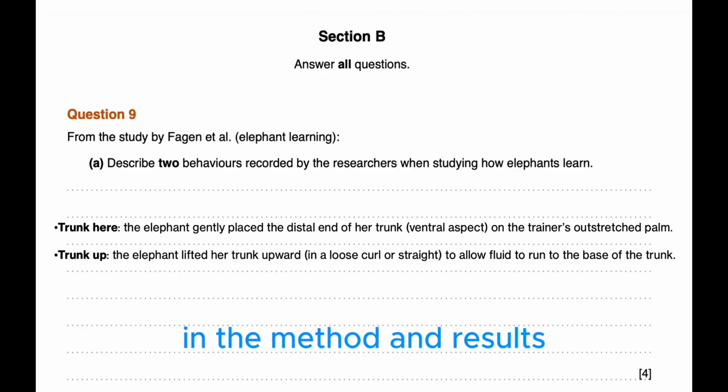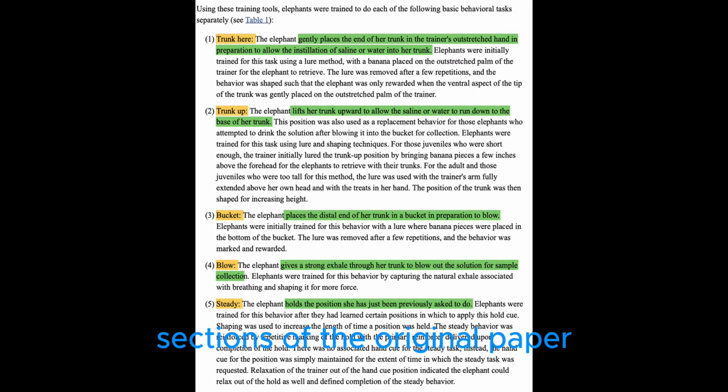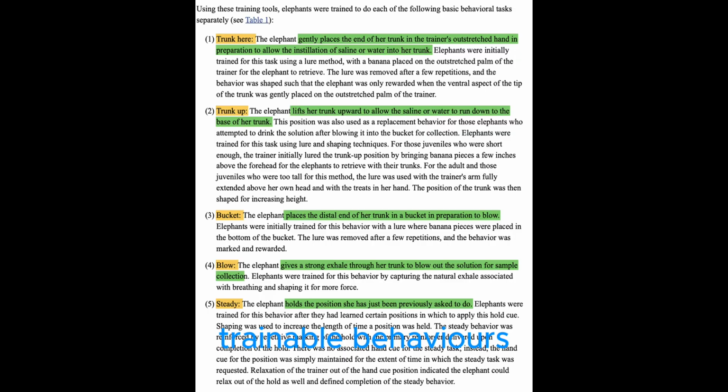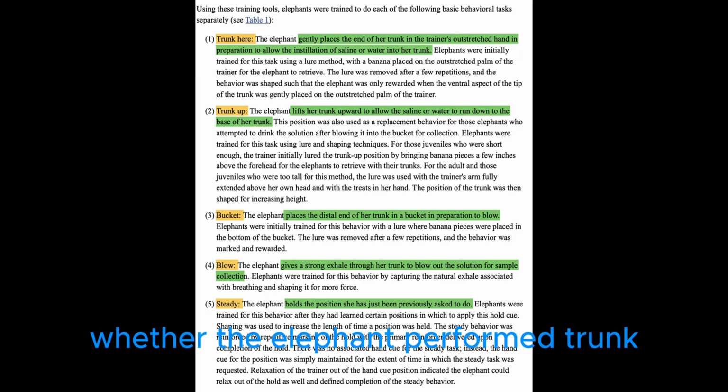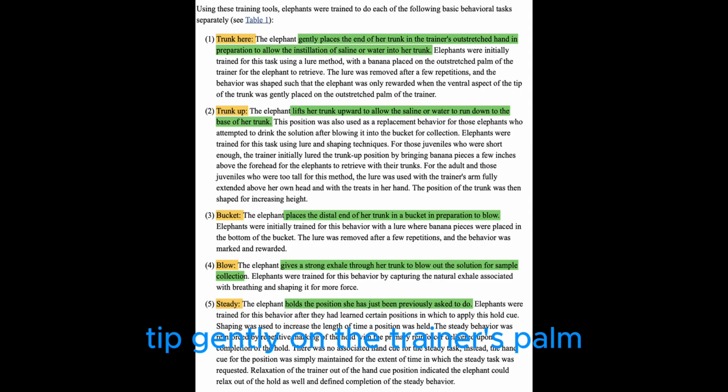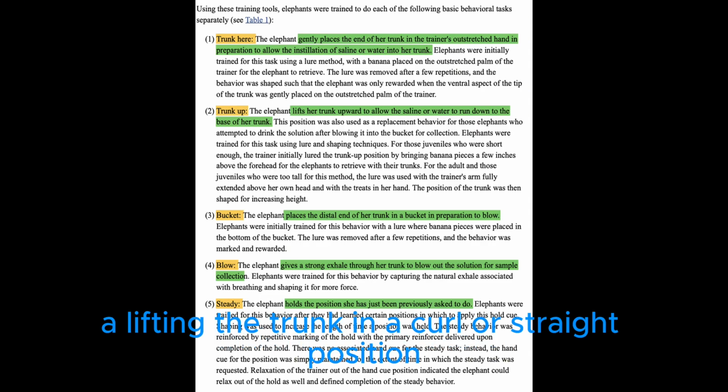In the method and results sections of the original paper, the researchers describe how they broke the trunk wash procedure into separate trainable behaviors. They specifically recorded whether the elephant performed trunk here, placing the ventral aspect of the trunk tip gently on the trainer's palm, and trunk up, lifting the trunk in a curl or straight position.